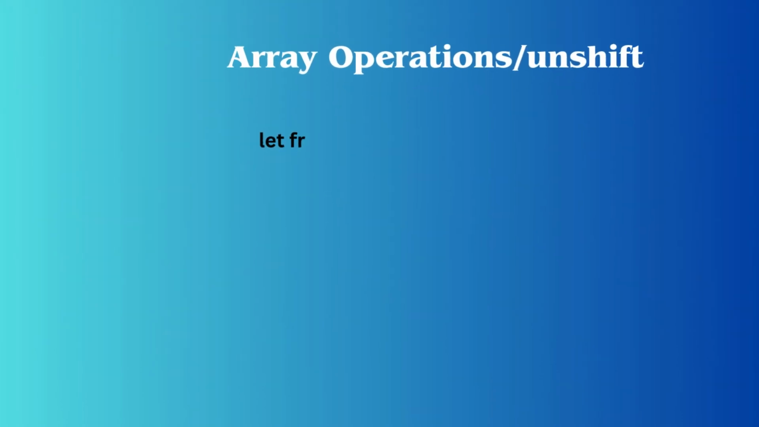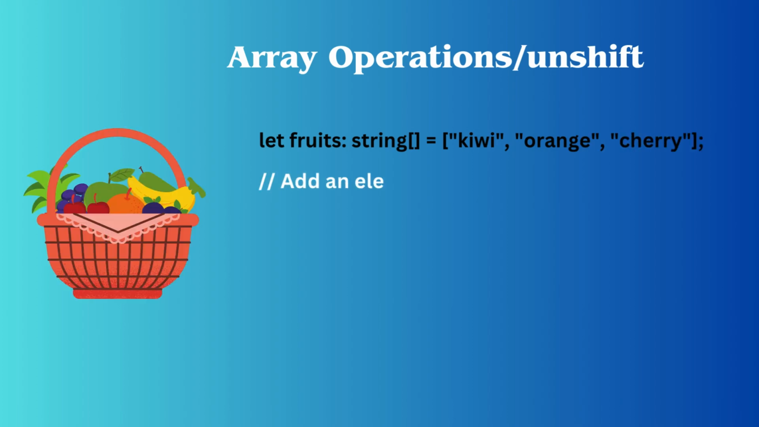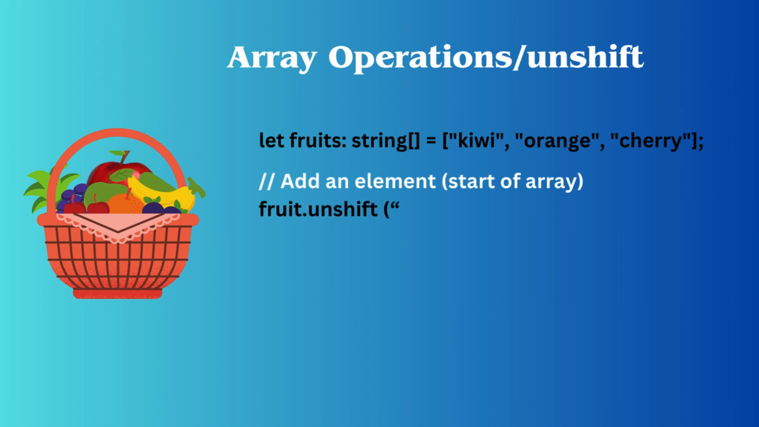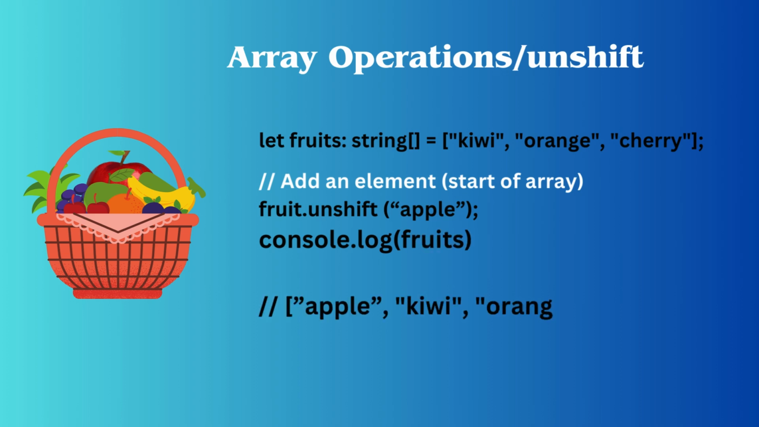Now we have the unshift option in this. We will first create an array in which we have taken three fruits, kiwi, orange, and cherry. Now we'll add one more to it. So in this we have fruit.unshift, apple. As we console it, we will see that at the start of the array we have apple now through the unshift method. Now the result is apple, kiwi, orange, and cherry.